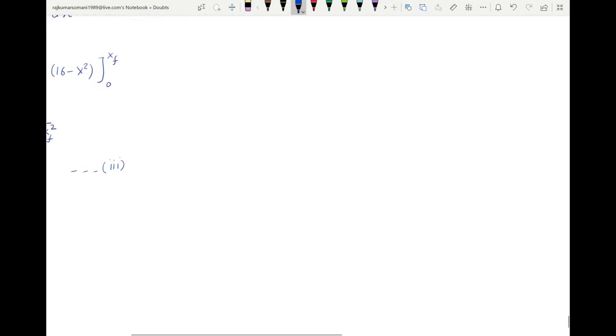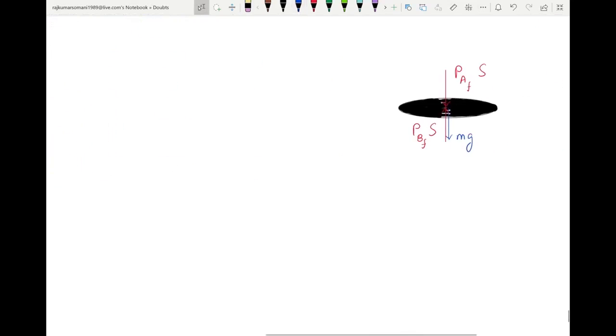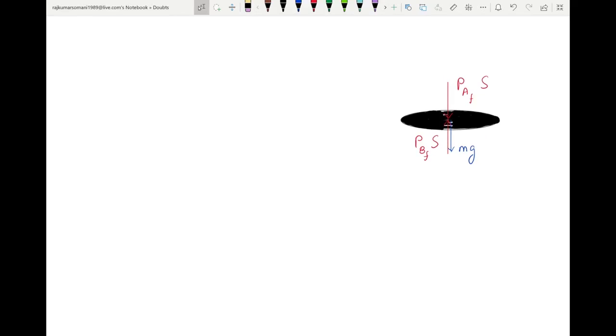At last, we know that the final condition we are talking about is a condition of equilibrium as asked in the question. And while the partition is in equilibrium, we have drawn the free body diagram. There's a pressure force of chamber A, there's a pressure force of chamber B, and there's a gravitational force of the mass of the partition itself.